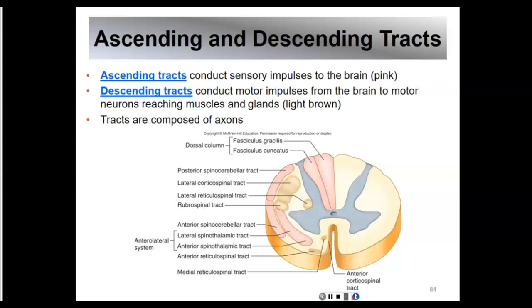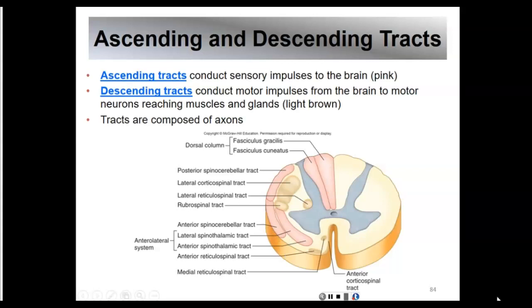In the spinal cord, you have ascending tracts and descending tracts. Ascending tracts are ones that travel up to the brain, so they're going to be sensory. Descending are motor, so they travel away from the brain, down the spinal cord and out. A tract, think of like a railroad track. That's kind of what this is. It's a path of information.